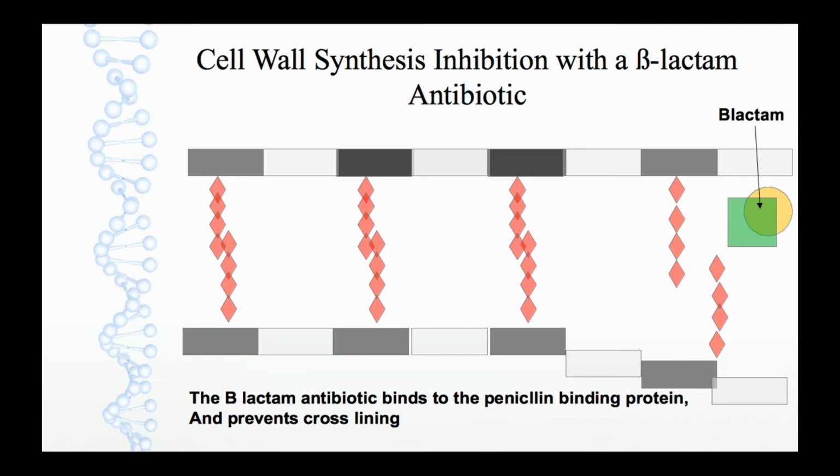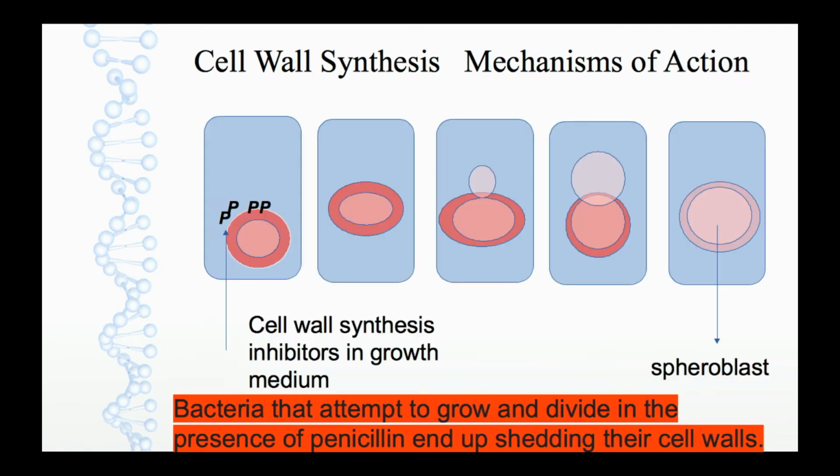How do we stop the production of this wall? We use something called a beta-lactam antibiotic. Now this beta-lactam ring binds to the penicillin binding protein and prevents it from doing its job. What ends up happening is you have a wall that isn't being built. The beta-lactam antibiotic binds to the penicillin binding protein, and it prevents the cross-linking of NAM and NAG chains to each other. Well, what does that do to an existing bacteria? Nothing. The cell wall was already built.